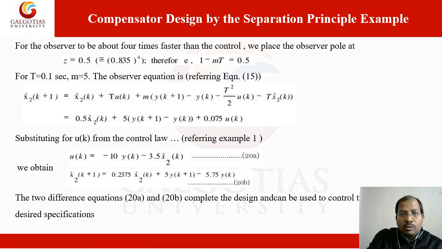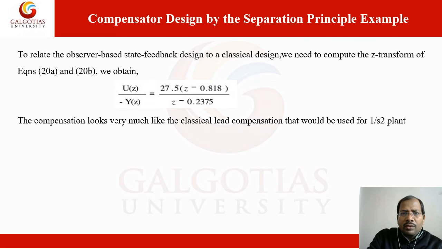For this characteristic equation we desire Z equal to 0.5. We can equate and calculate the M value. So we can get the M value and put it in all the equations. We are getting the observer's equations. This is the observer equation, and this is the control law for the controller. So in this way we can design and select the observer and control law equations. So we are separating. This is the transfer function of the observer based controller.